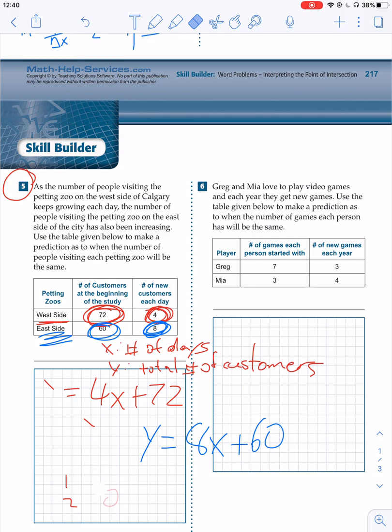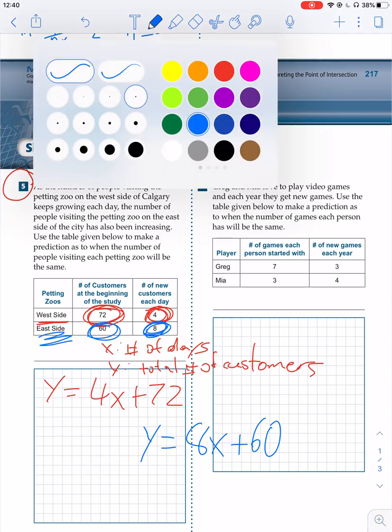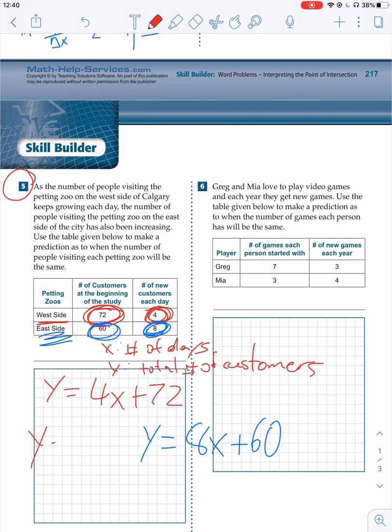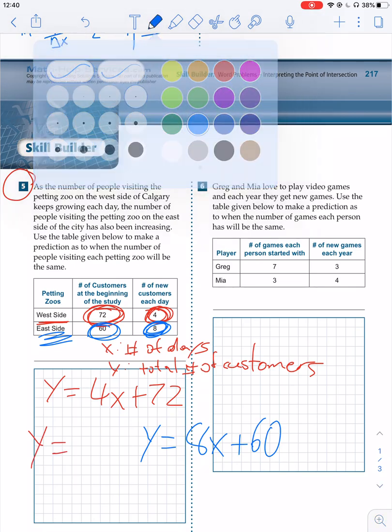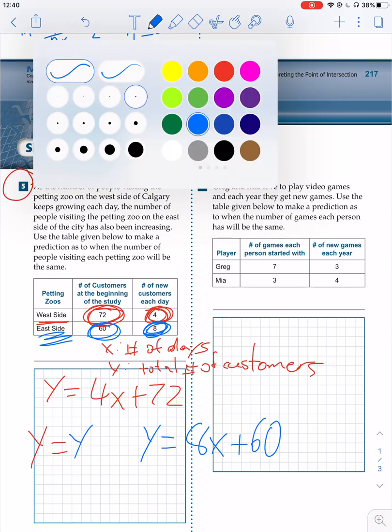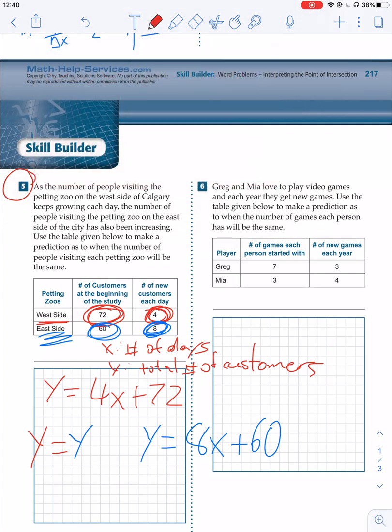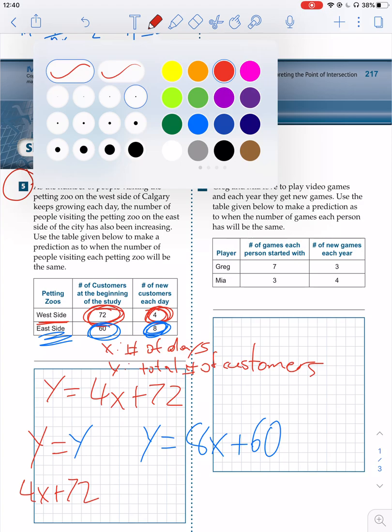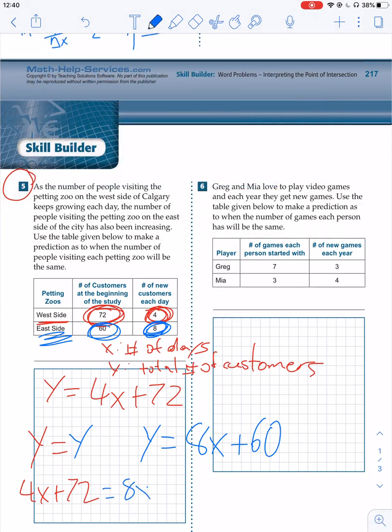Okay, I'm just gonna get rid of the table. So this was 60. Okay, so how do you find the point of intersection, right? Just do y equals y in blue, right? So you're gonna have the y in red is 4x plus 72, and this will equal 8x plus 60.